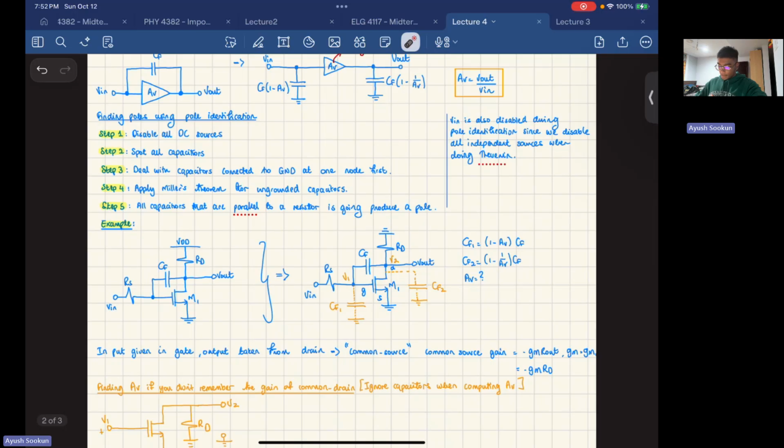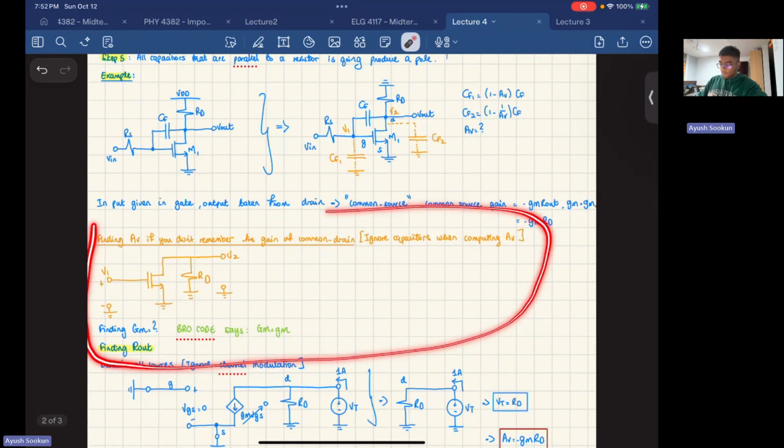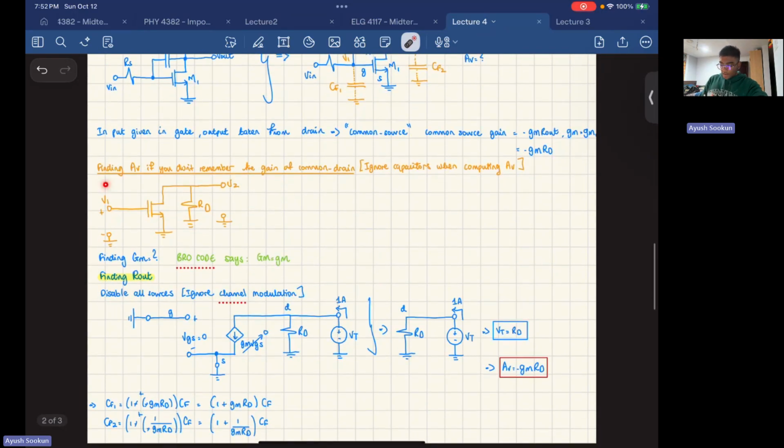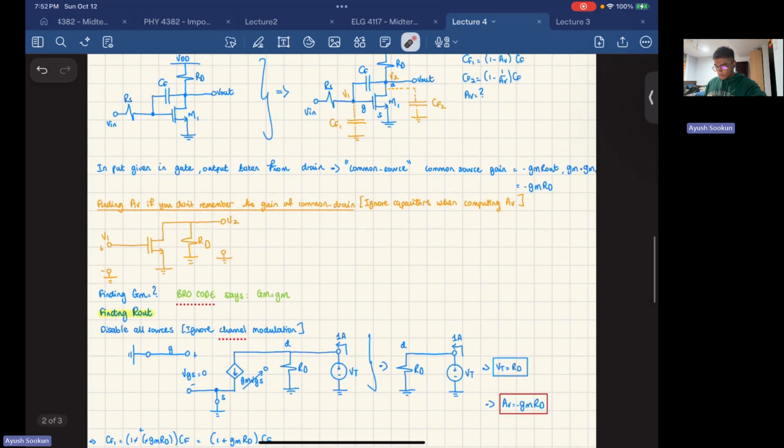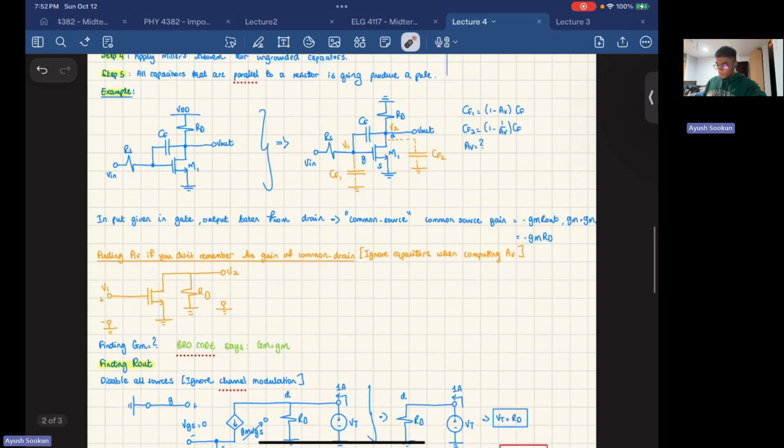But if you do not know that, you're going to have to derive it yourself. So finding the gain, if you don't remember the gain of the common drain. Right, this is common drain. This is common source. I don't know why I wrote common drain here. Output taken at the drain, input given at the gate. Yeah, this is common source.